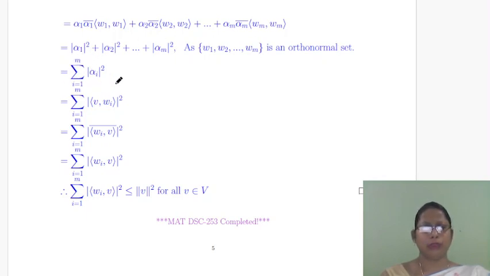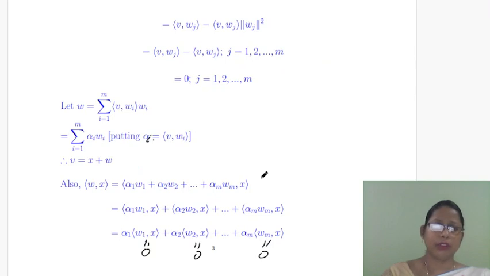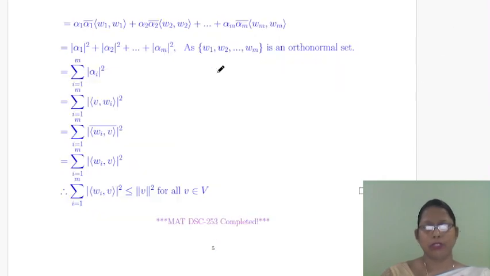Using summation notation, I can write this as sum over i ranges from 1 to m of the square of modulus of alpha i. From here, my alpha i is inner product of p comma wi. So replace alpha i by inner product of p comma wi. In the next step, it is summation i ranges from 1 to m of the square of the modulus of inner product of p comma wi. Then using the property of inner product space, this is equal to the sum over i ranges from 1 to m of the square of the modulus of the conjugate of inner product of wi comma p.